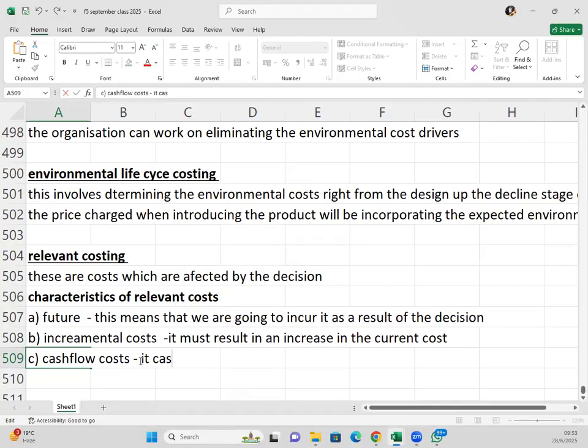It must be a cash item. That is, it must result in us losing money. Let's take, for example, depreciation. It's not a relevant cost. Why? It's a non-cash item. Depreciation is not a cash flow cost. We don't lose money in the business as a result of depreciation. Of course, it's an expense we recognize, but it's not a cost that results in the organization losing money.